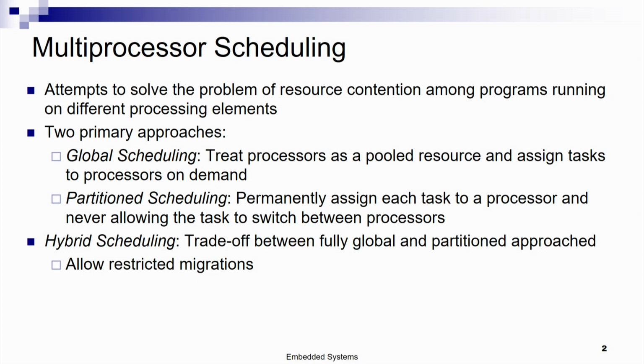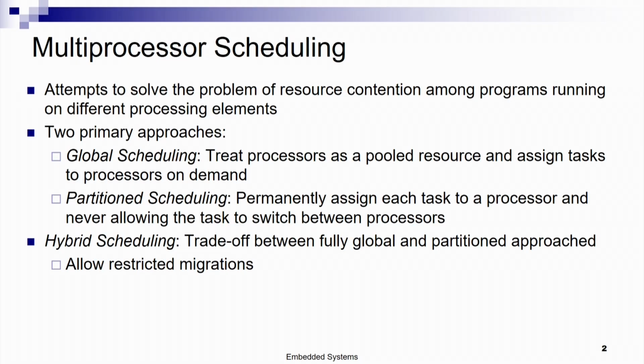Once there is an allocation phase in partition scheduling, where you allocate each task to a distinct processor, you run that task on that processor and never migrate it for the entire duration of its lifetime. Between these two approaches, you also have something called hybrid scheduling, which is a trade-off between fully global and partitioned approaches. This allows restricted migrations, meaning that, for example, you can have each job of a task execute on a single processor, but different jobs can execute on different processors.